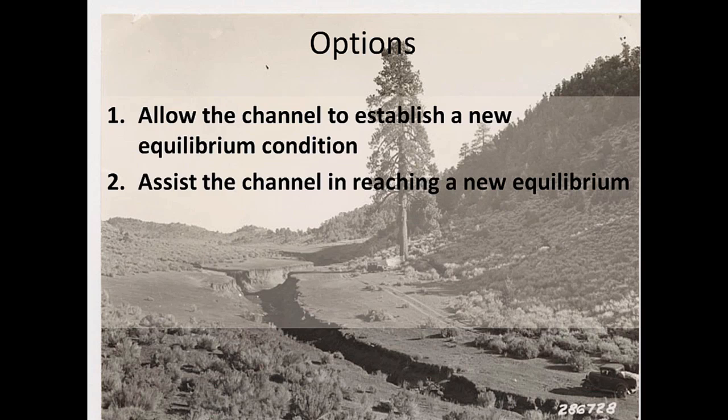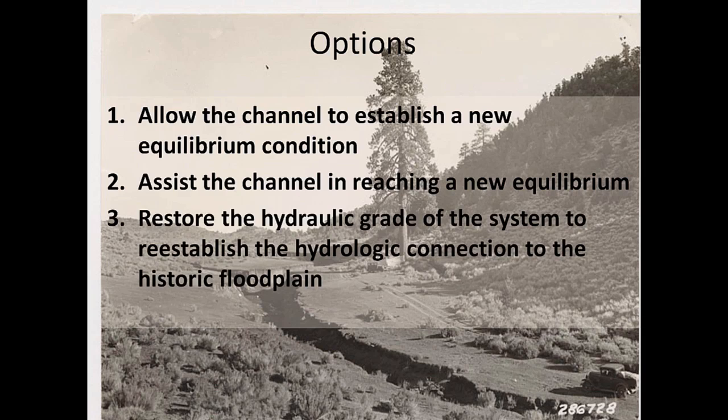The second option is to assist the channel in reaching a new equilibrium. If we have an incising situation, we can put riprap in the head cuts, and we can do things to try to get to an equilibrium state. Or, the third option, we can restore the hydraulic grade of the system to reconnect the channel with the floodplain. This is the basic concept, and number 3 is what we're trying to do now. Our meadows are turning into sagebrush, so let's see if we can bring that water table back up.